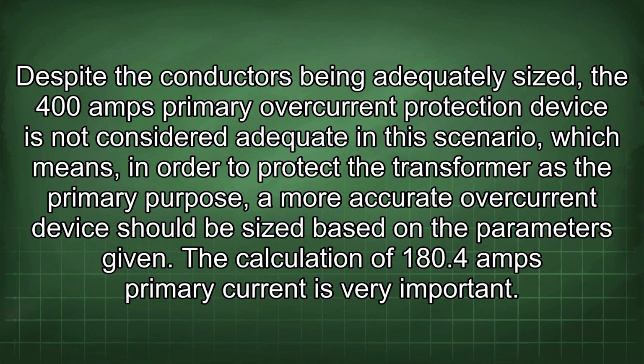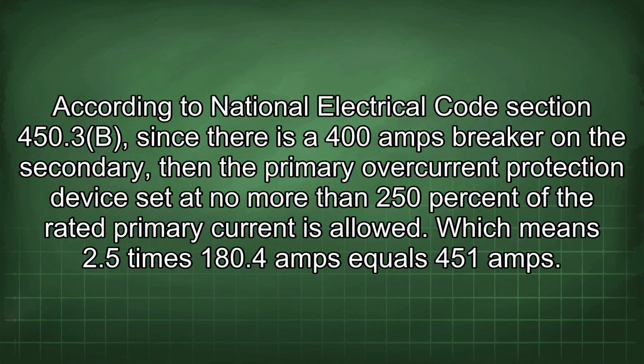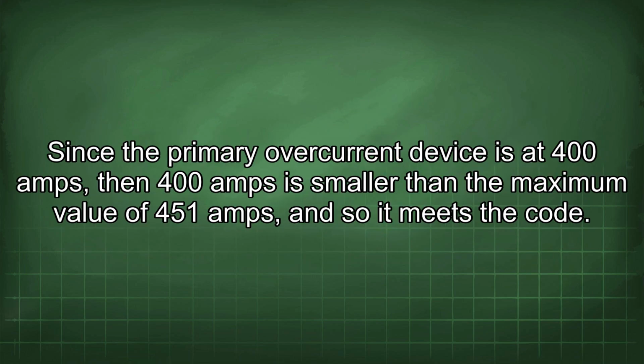The calculation of 180.4 amps primary current is very important. According to National Electrical Code Section 450.3(B), since there is a 400 amps breaker on the secondary, then the primary overcurrent protection device set at no more than 250% of the rated primary current is allowed, which means 2.5 times 180.4 amps equals 451 amps. Since the primary overcurrent device is at 400 amps, then 400 amps is smaller than the maximum value of 451 amps, and so it meets the code.